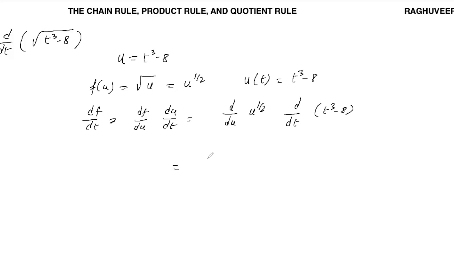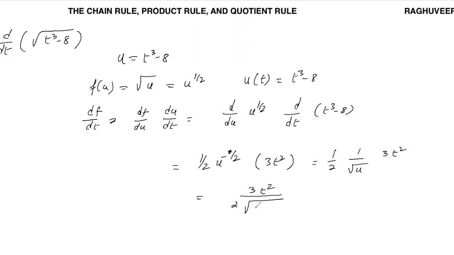Now this will be u to the power of half, so it is half into u to the power of minus half. Okay, so this will be 3t square. Now when you substitute this, or let us rewrite this, root u 3t square, where u is t cube minus 8. So 3t square by 2 into root t cube minus 8.